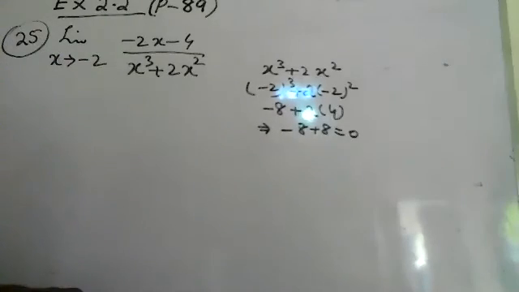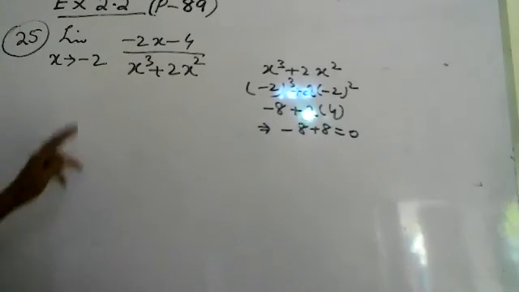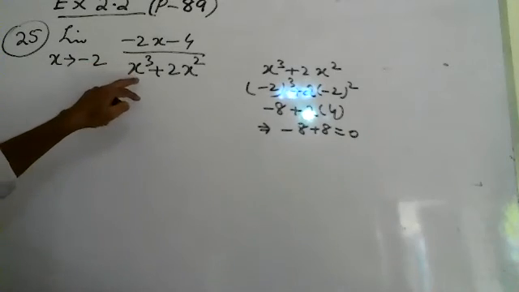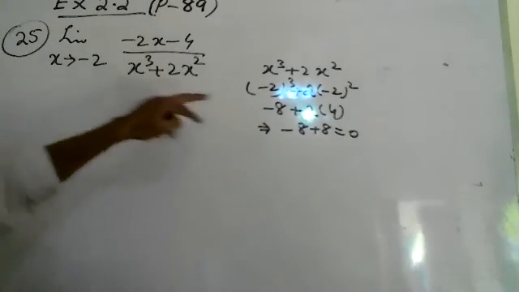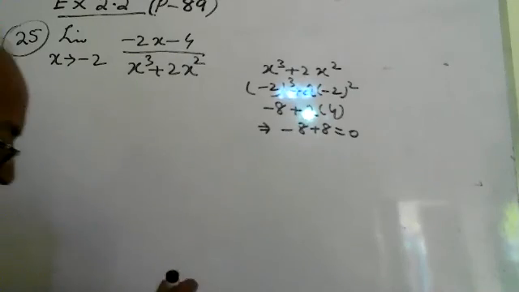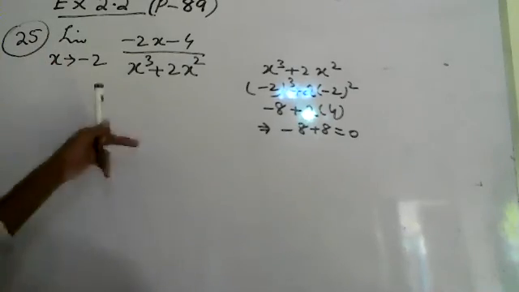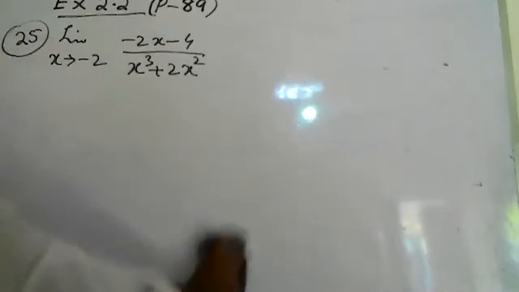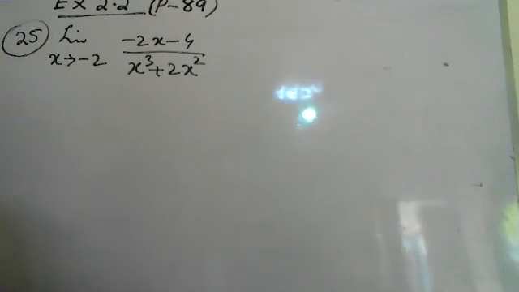So the denominator is becoming 0 if I directly put it. If I directly substitute x equal to minus 2, the denominator will become 0, which is not acceptable. The numerator being 0 is acceptable, no problem, but the denominator should not be 0. It is becoming 0, so we will make the factors. We will not substitute directly.